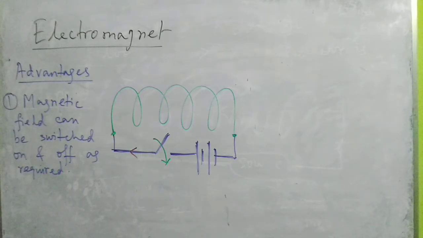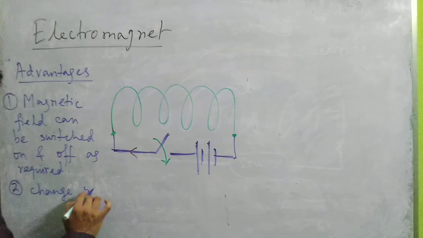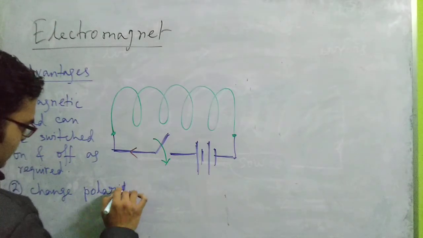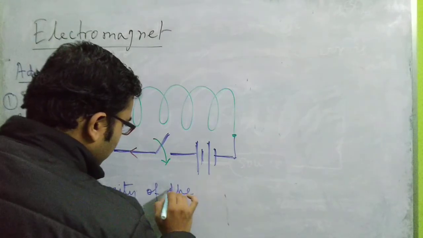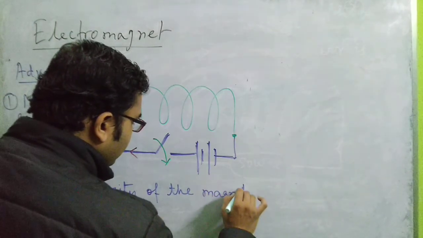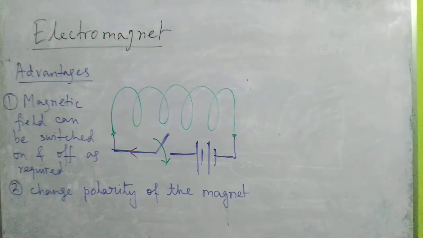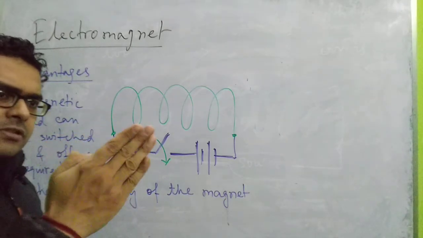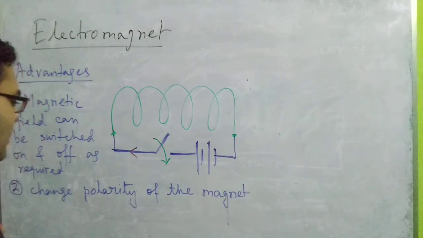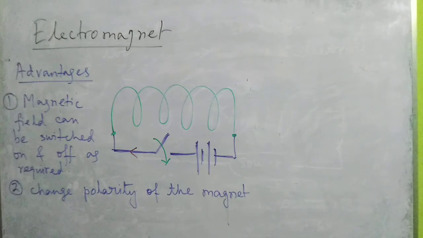What is the second advantage? The second advantage is that you can change the polarity of the magnet. How can you do this? Remember, when you discussed the Oersted experiment, you saw that when Oersted changed the direction of the current through the wire, he observed that the deflection was also reversed, isn't it? So obviously, if I change the direction of the current through the wire, through the solenoid or the electromagnet, then we can change the polarity of the magnet.